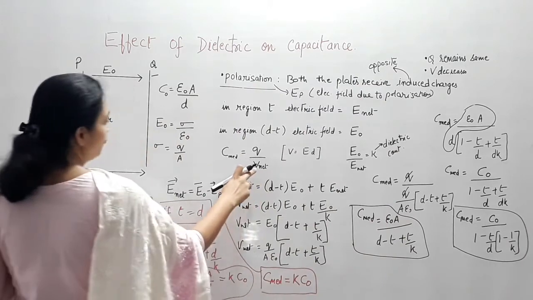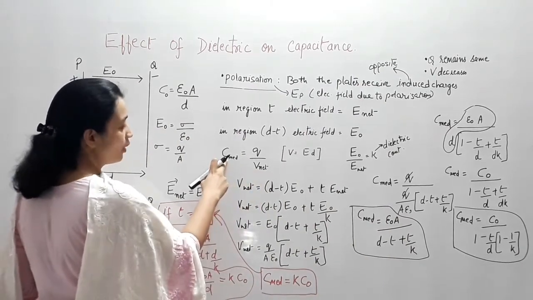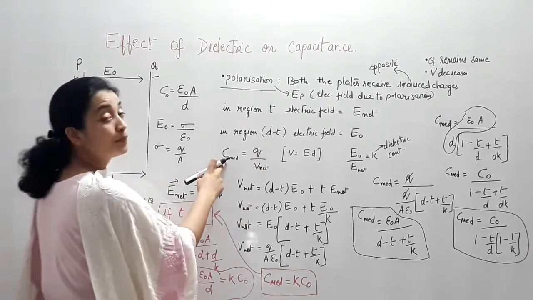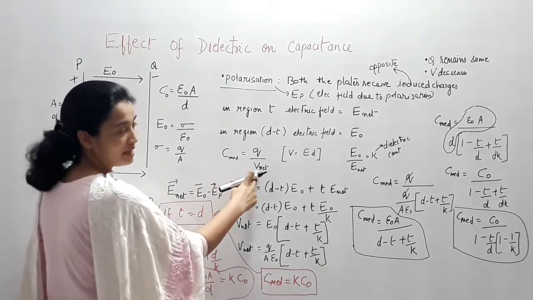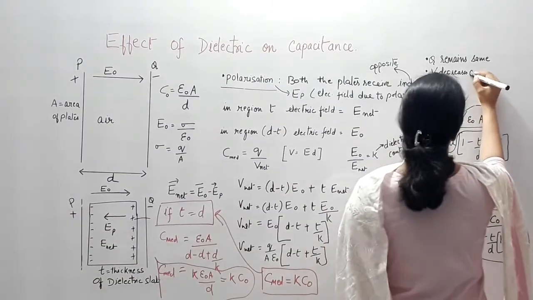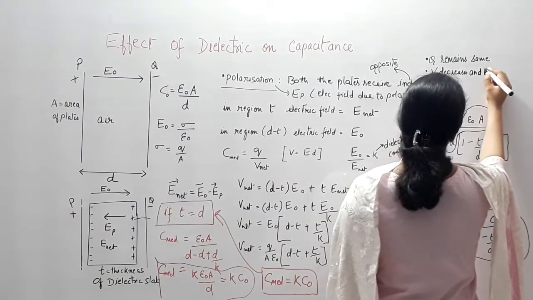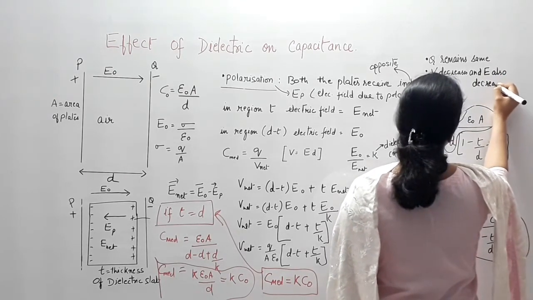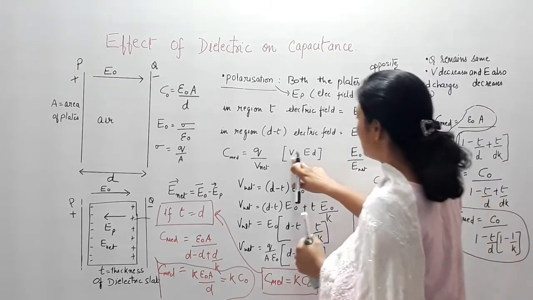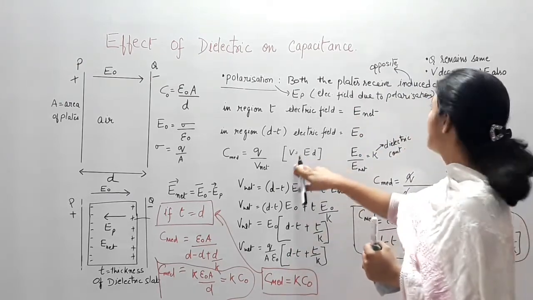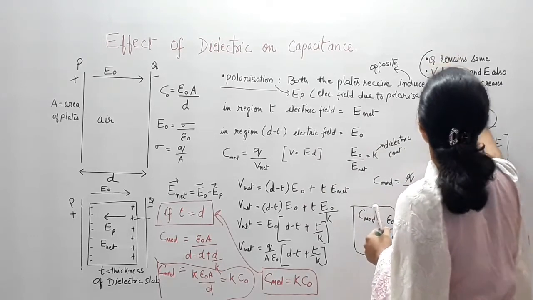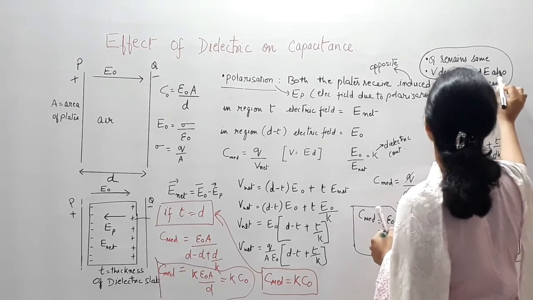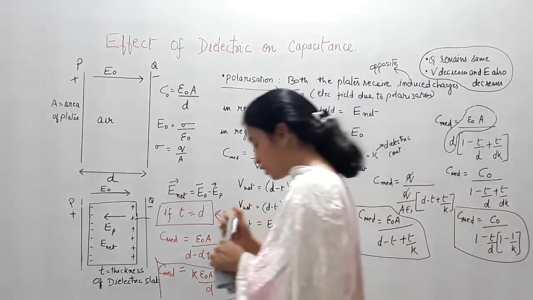Because we know that when you put a dielectric slab in the capacitor, your capacitance increases. When C increases, V has to decrease. So V decreases and E also decreases, because V and E are directly proportional to each other. You need to understand this, it is something very, very important. Q remains same, potential decreases, E also decreases in this particular situation.